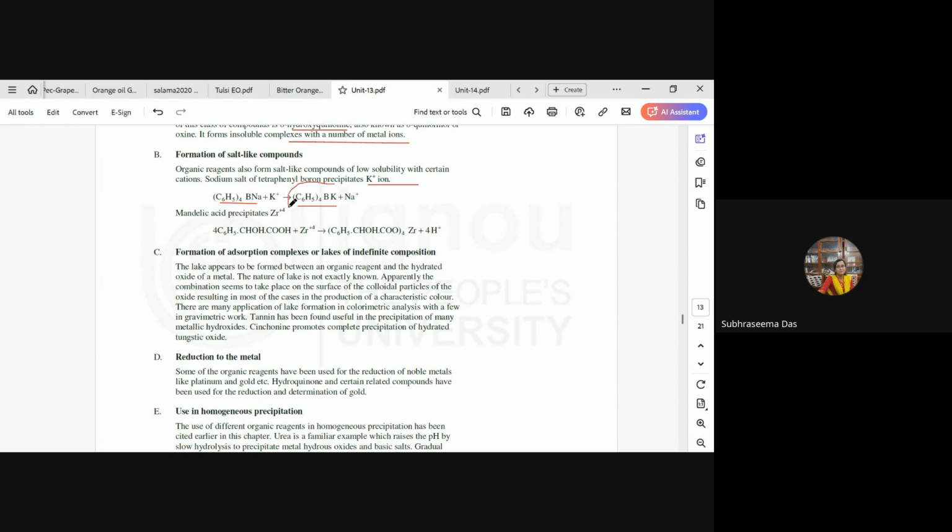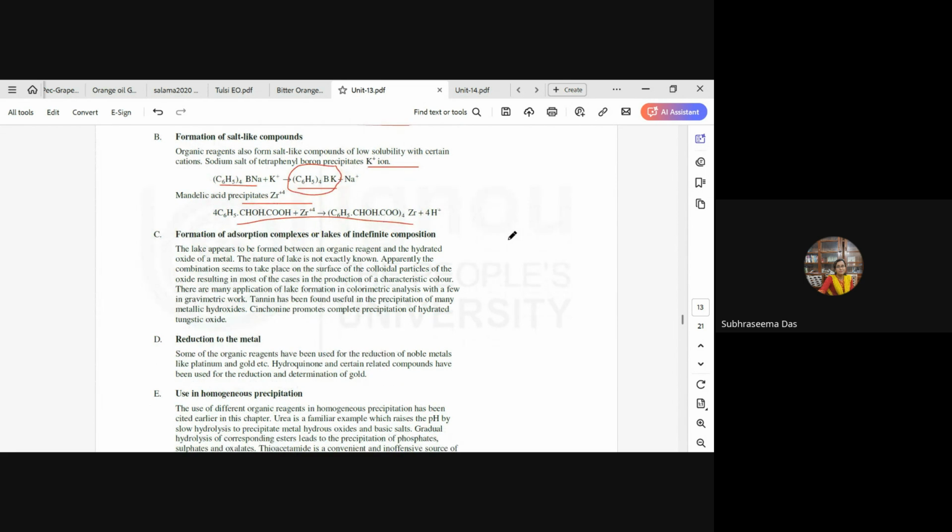Now this salt is a precipitate, so it remains as a precipitate in solution. Even mandelic acid is known to precipitate zirconium. So this is how salt-like compounds are formed, or they precipitate, using these organic precipitants.